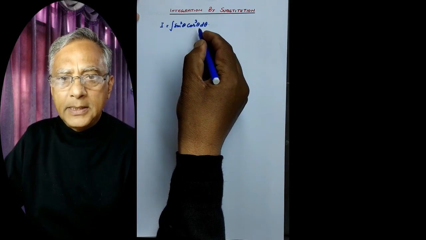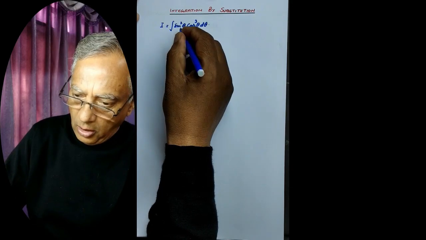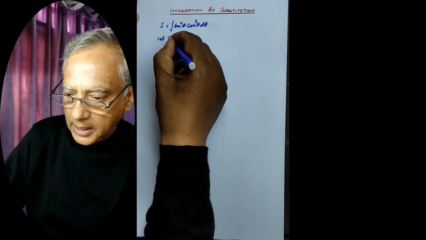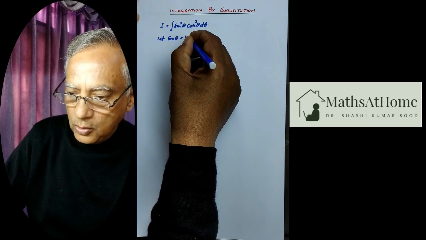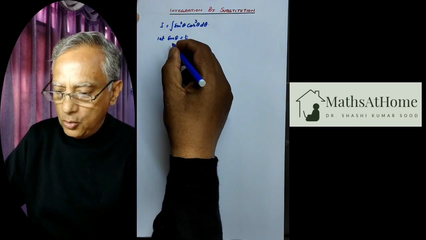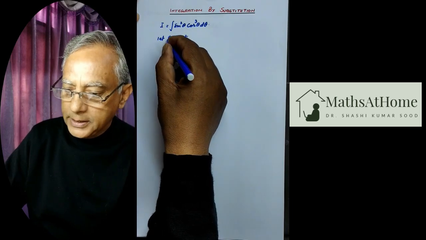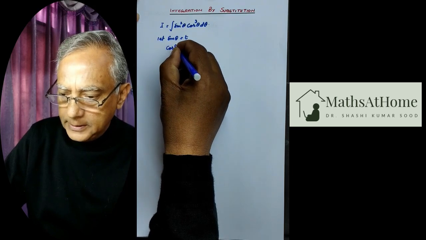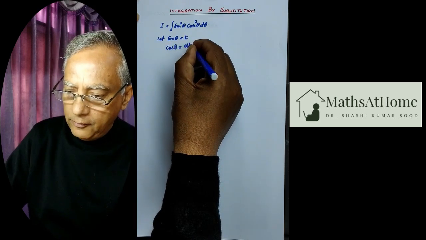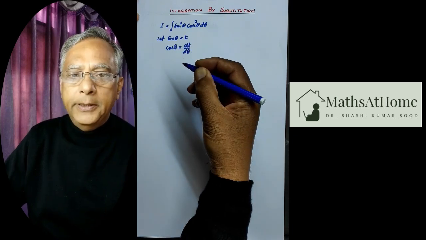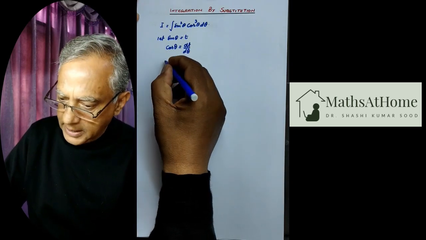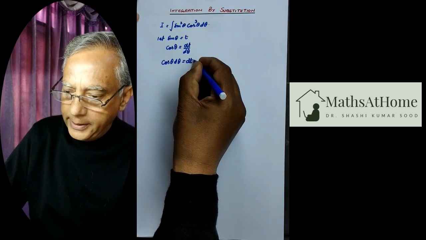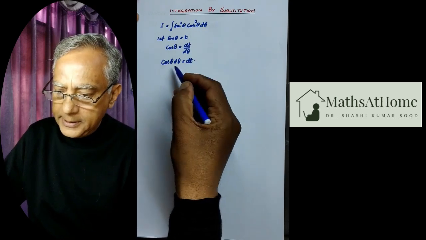We have this integral. How to make a substitution? Now let sine of theta be equal to t. Then what we do is differentiate both sides. Differentiation of sine theta with respect to theta is cos theta, and differentiation of t with respect to theta is dt by d theta. And this can be written as cos theta d theta is equal to dt.